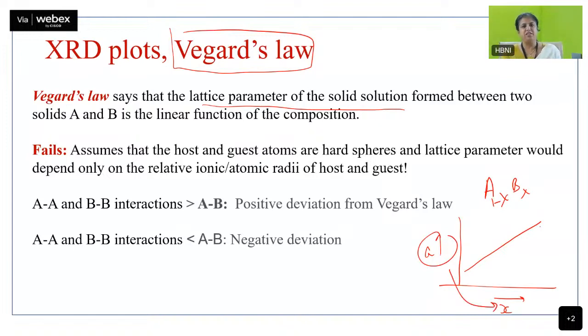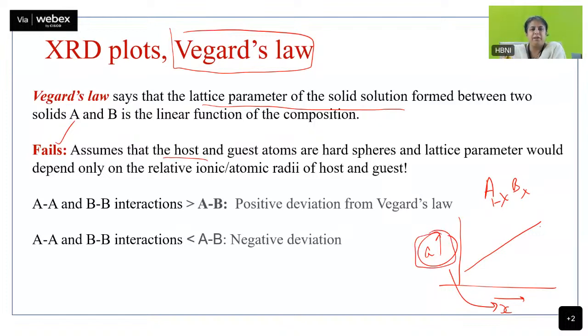But Vegard's law is a very, very ideal thing, and ideal things never work in the universe, right? All of us know that. Why does it fail? It is actually obeyed in many cases, but in many cases it fails too. The reason is, what is it assuming? It is talking about cell parameter.